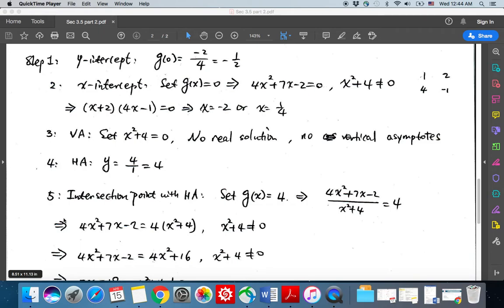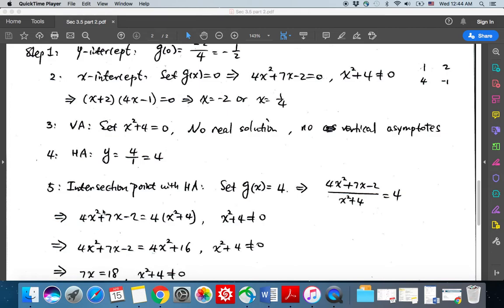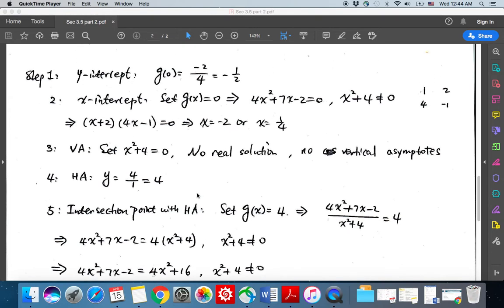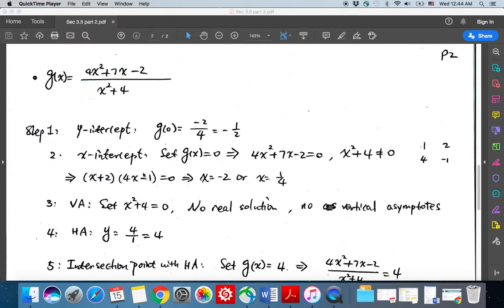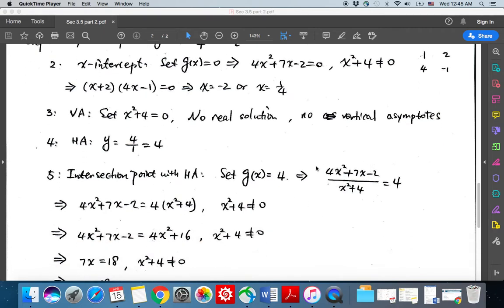Okay, the last step, we're going to determine whether the rational function is going to intersect the horizontal asymptote by setting the rational function equal to the constant function. So that's going to give us this rational equation. Again, we start with restricted values, those that make the denominator equal 0. In this case, it's never going to happen.